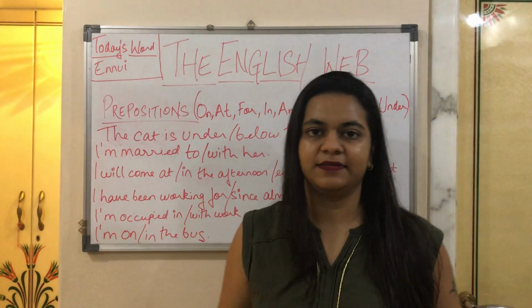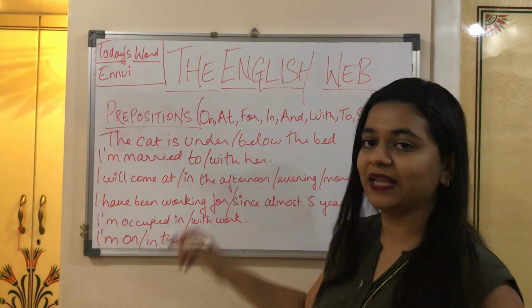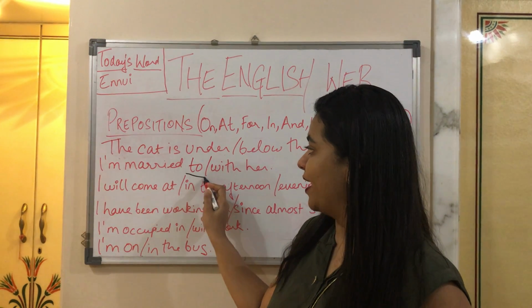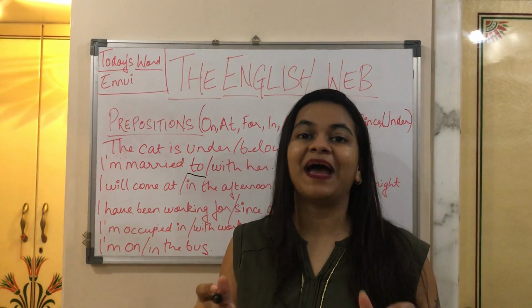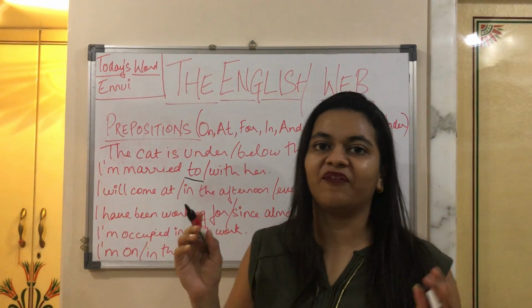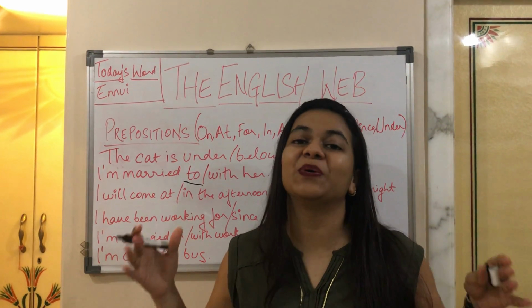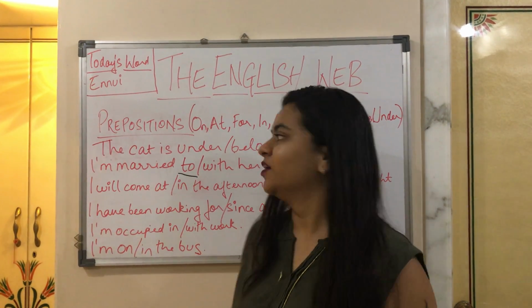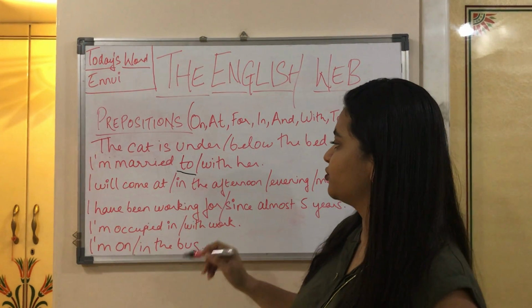And the next sentence, I am married to / with her. You only use to and not with. I am married to her. Now this is a mandate. You have to understand, you cannot use the word with. You have to use to. I'm married to her. So this is about the preposition to.